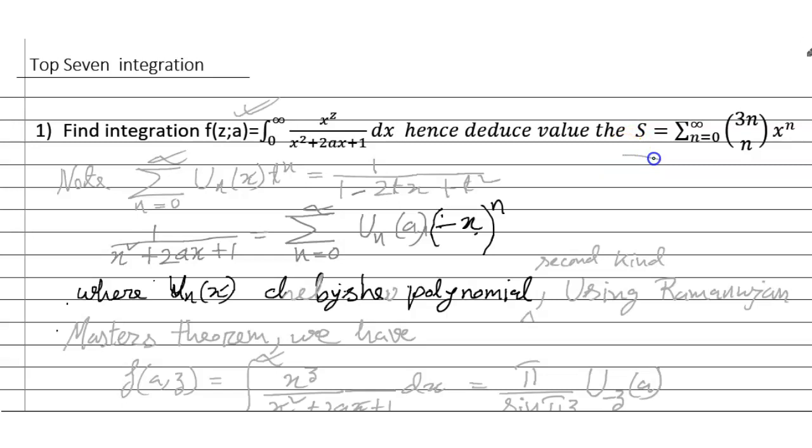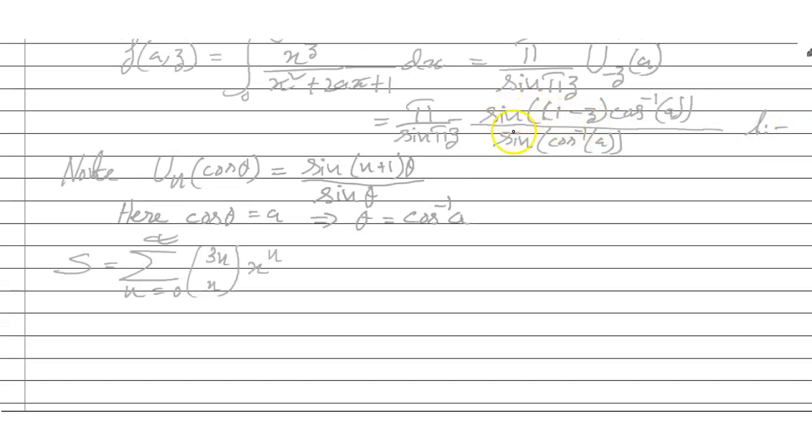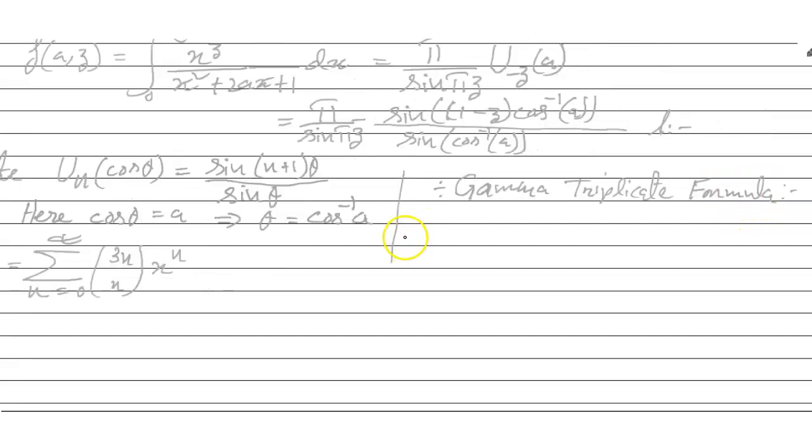Now my target is to find out this value. I want to deduce this value. So how can I deduce? Now S is equal to summation n equals 0 to infinity 3n choose n x to the power n. Now I want to use the gamma triplication formula.